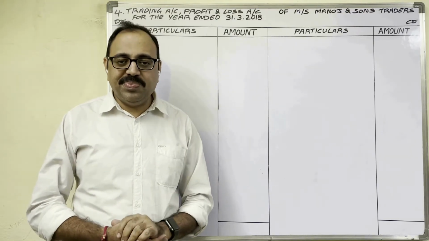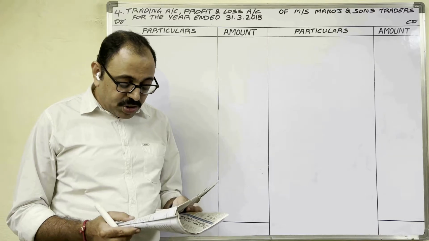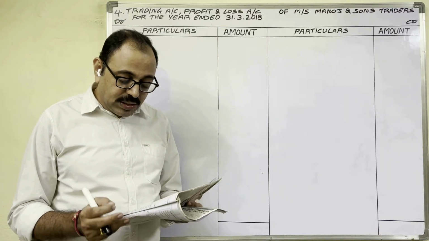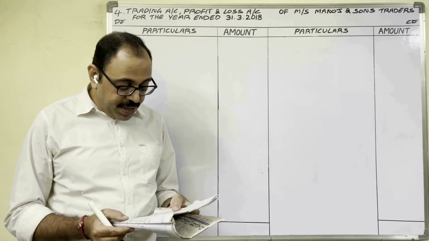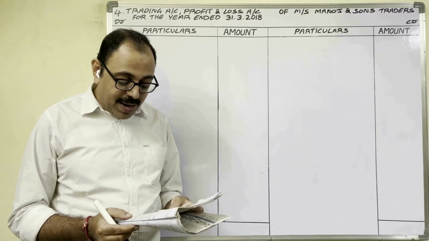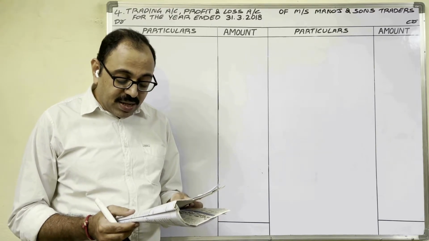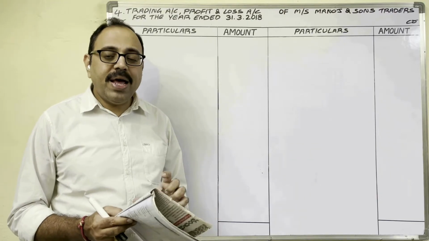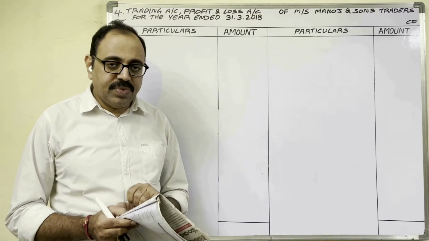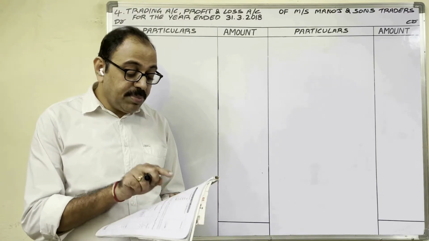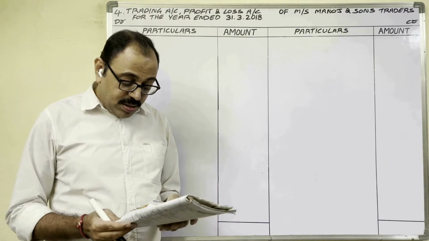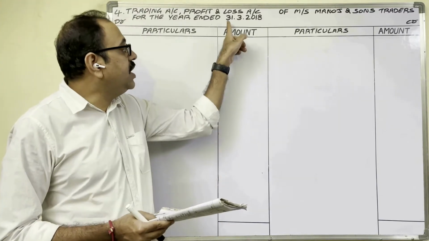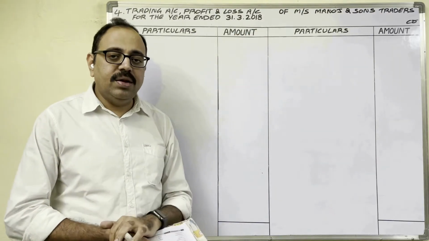Let us start the problem. From the following trial balance of Messrs. Manoj and Sons Traders, prepare trading account, profit and loss account and balance sheet for the year ended 31st March 2018. So the trial balance is given in the question. Along with the trial balance, he is giving some adjustments also. Trial balance date is 31st March 2018.